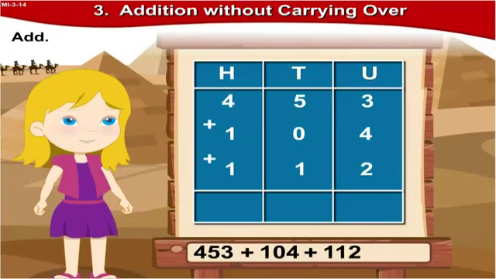Let us begin the addition from the units column. 3 units plus 4 units is 7 units, plus 2 units is 9 units. In the tens column, 5 tens plus 0 tens is 5 tens, plus 1 ten would be 6 tens. Hundreds column, 400 plus 100 is 500, plus 100 is 600. So it is 600, 6 tens and 9 units, which means the answer is 669.